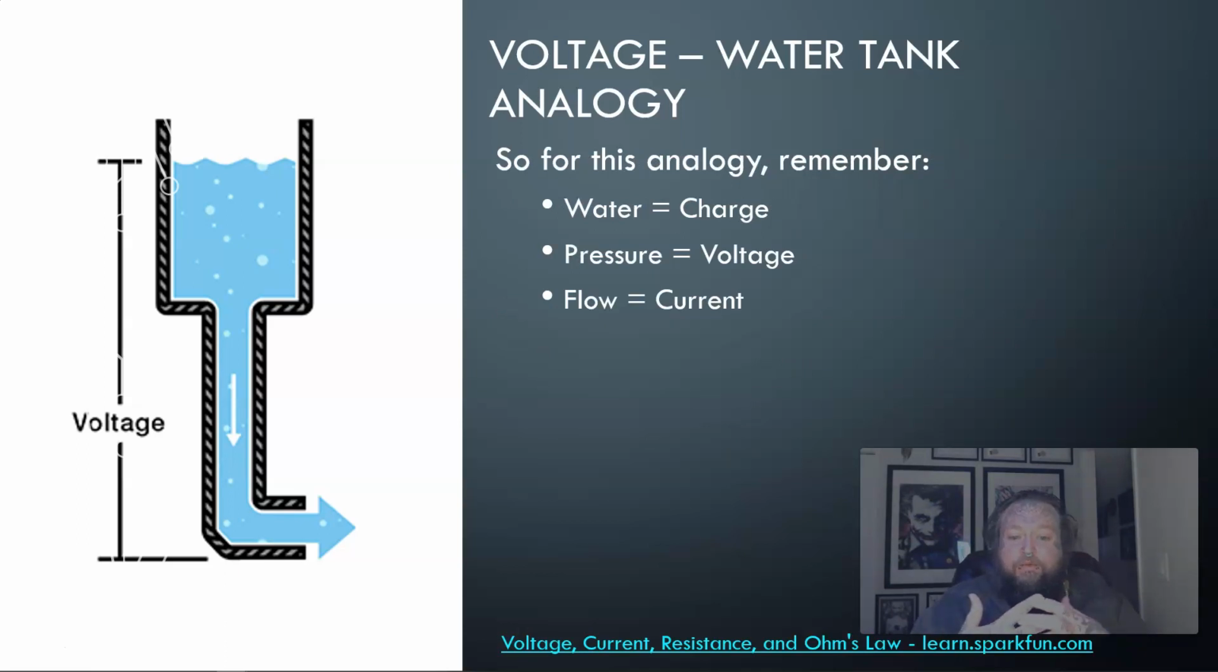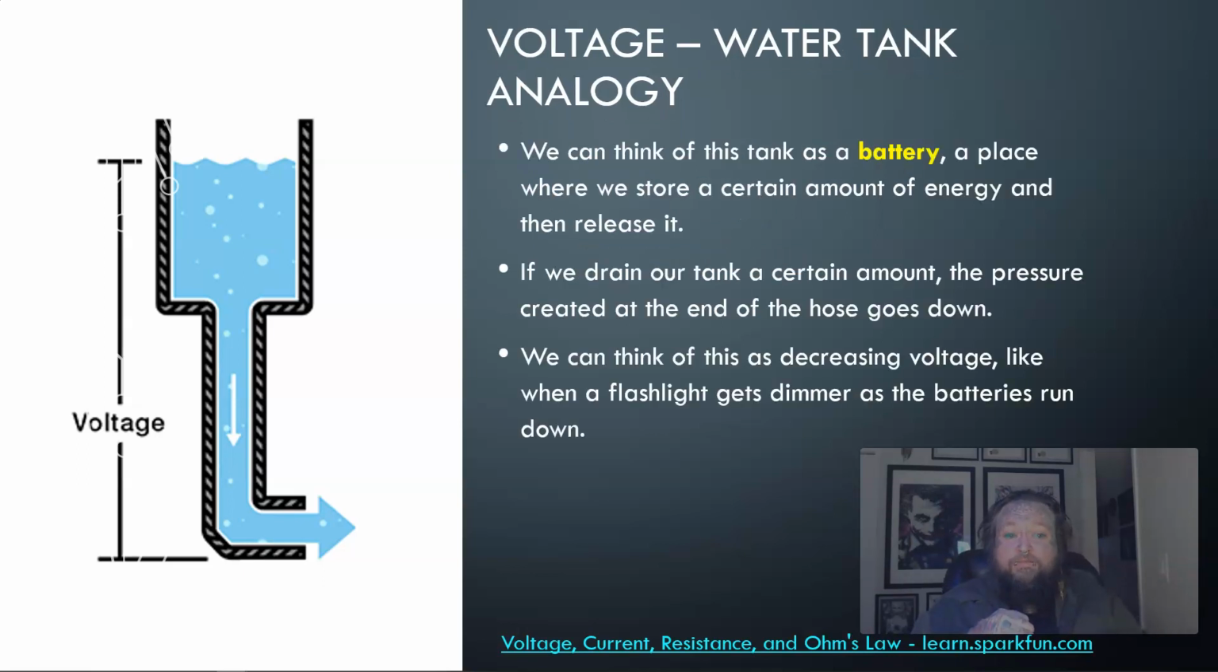So for this analogy, we want to remember that water equals the actual charge, and the pressure is what you need to get flow. Pressure is the actual voltage you're working with, so with not enough pressure, things aren't going to move. Lots of pressure, maybe too fast. And the actual flow, or the rate of flow, is the current, so that'd be the electrons moving through the circuit itself.